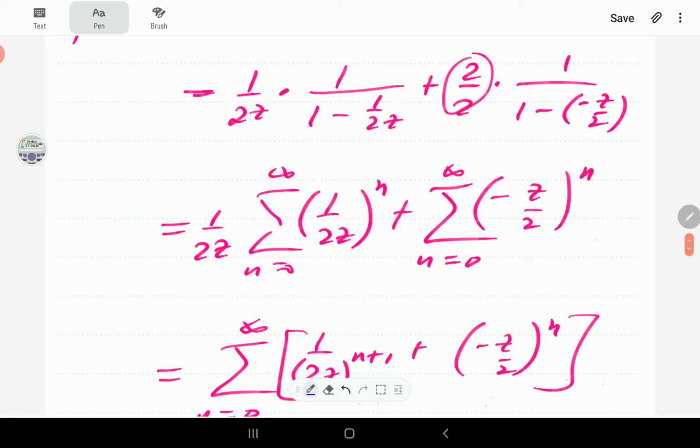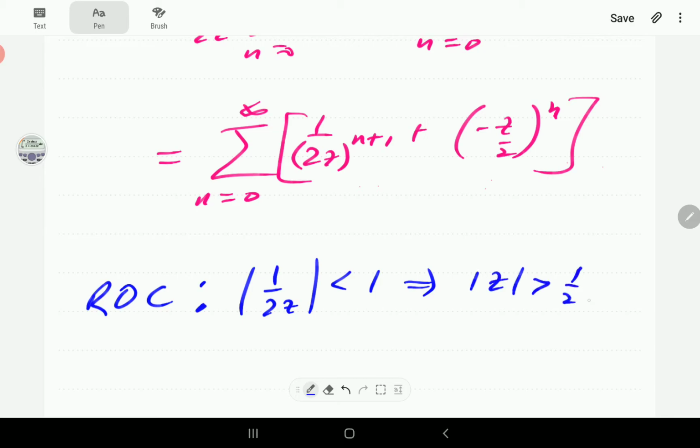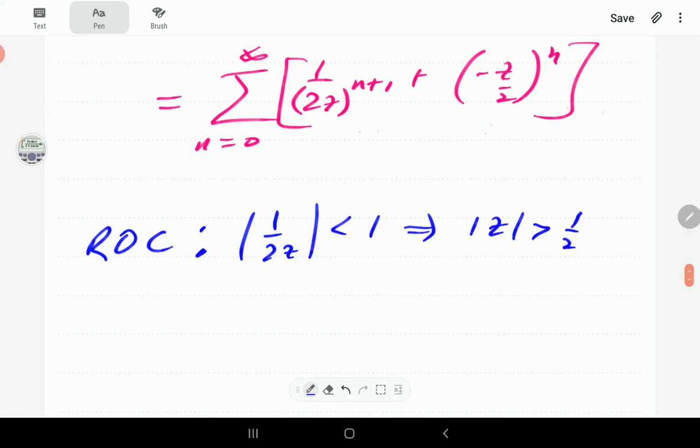the geometric series result. So according to the geometric series, this is going to be convergent in the region where magnitude of this thing is less than 1. So magnitude of 1 over 2z is less than 1. This implies that magnitude of z is greater than half.